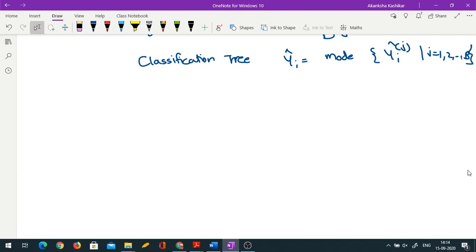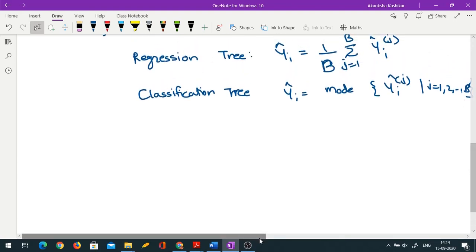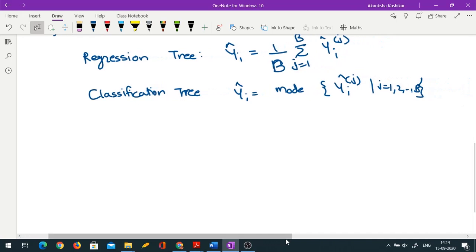Now, do you think this is a sensible method? I mean, intuitively, do you feel it's a sensible method? It is like democracy. You are kind of giving everyone a vote here. So you have B trees, and instead of allowing any one tree to decide the fate, you are relying on the opinion of B different trees.